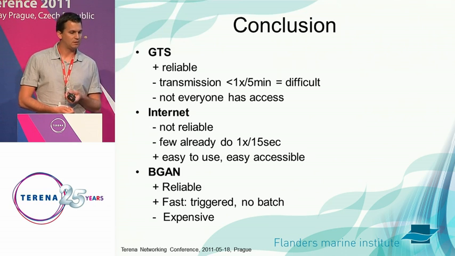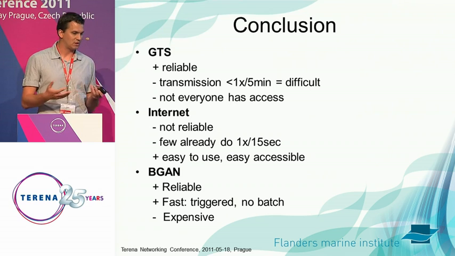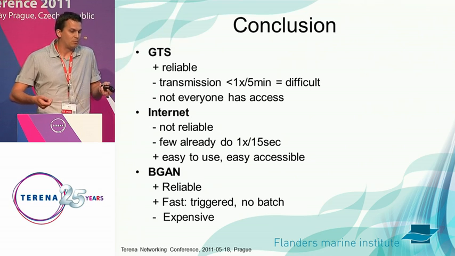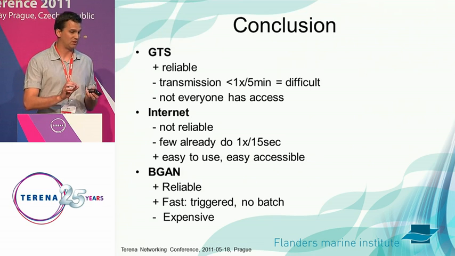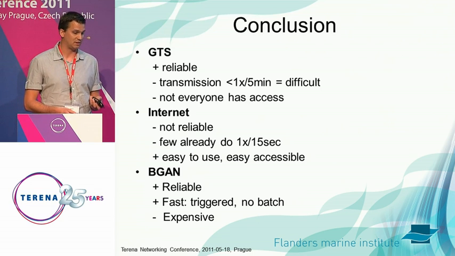For the internet gauges, there is an advantage, of course: the internet is in principle free, so you can change it to one time per 15 seconds or something. So this is really fast data. Another advantage is the ease of use, and it's very easily accessible.